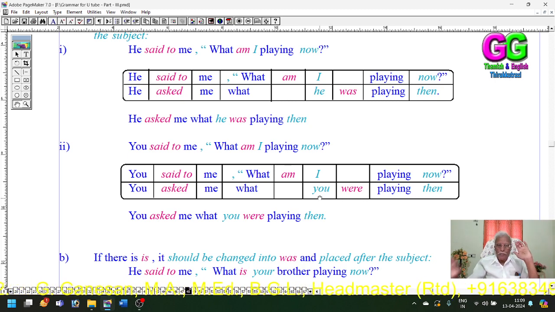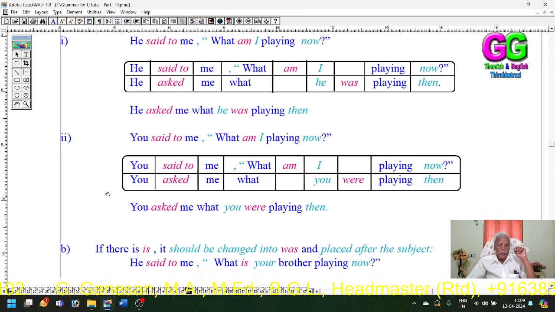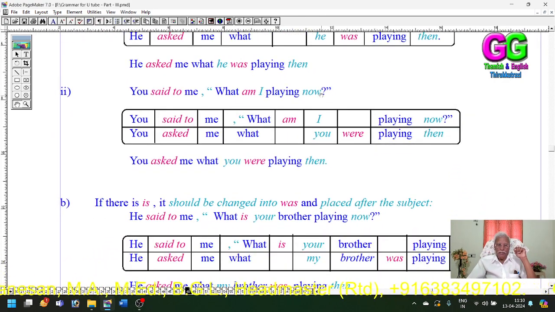The second person, both singular and plural, would take only a plural verb in English, not in Tamil. In English only. So am is changed into were, past tense, and placed after the subject. I is changed into you. The verb am has been changed into were and placed after the subject. Regarding the verb, no change. Regarding the adverb, now has been changed into then. So, you said to me, what am I playing now? You asked me what you were playing then.